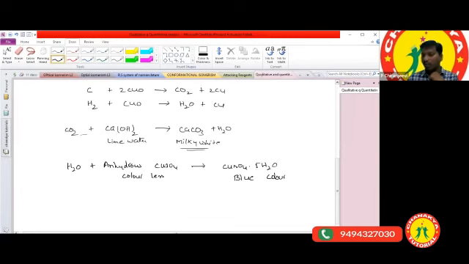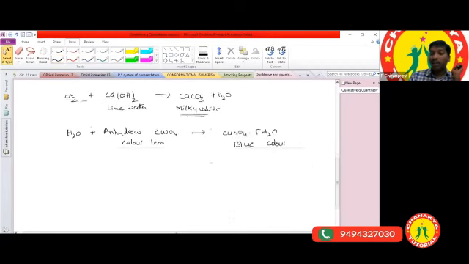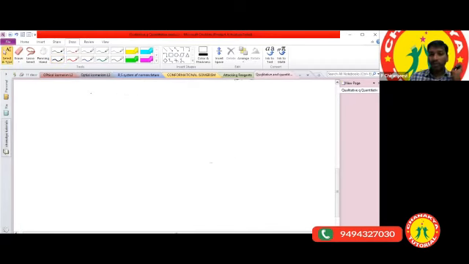So based on these two experiments, we can say the given organic compound contains carbon and hydrogen as elements. And other elements are also there. What are the other elements in a given organic compound? Tanishq?